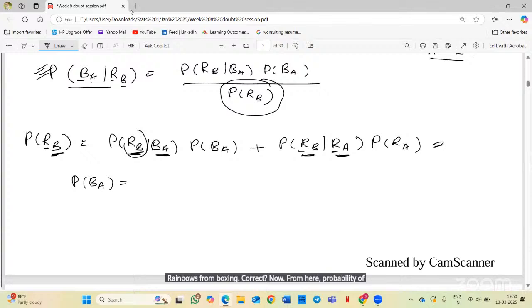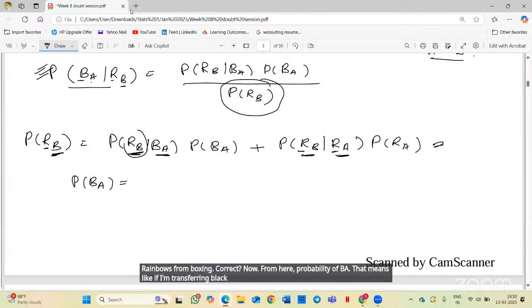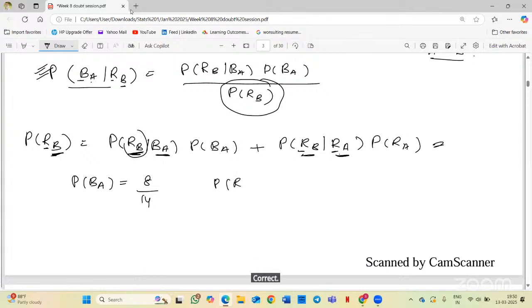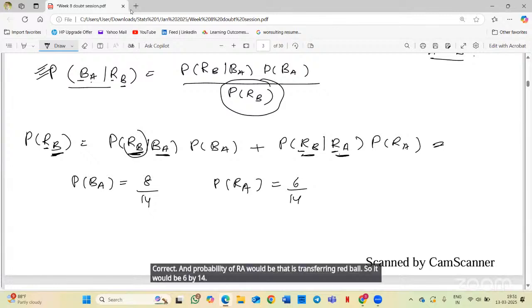That means if I'm transferring a black ball from A to B, this probability would be 8 by 14. And the probability of RA, that is transferring a red ball, would be 6 by 14.